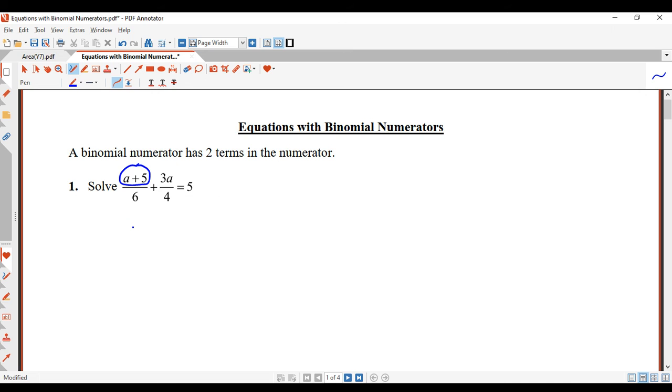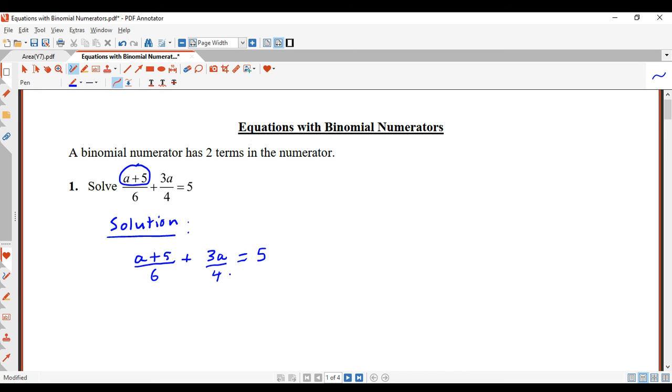Okay, now the first step I'm going to do is write down the word solution. So I want you to copy everything down in this video. With our solution, we're going to write down the equation again so we can write on top of the question. a plus 5 over 6, and then plus, I'm going to leave a little bit of a space here because I'm going to be writing some numbers, 3a on 4 is equal to 5.